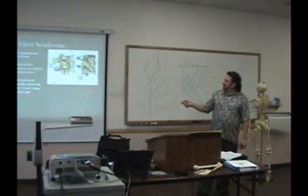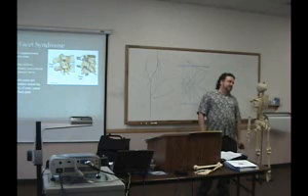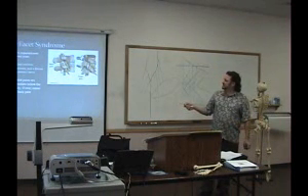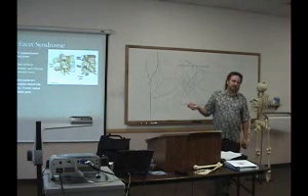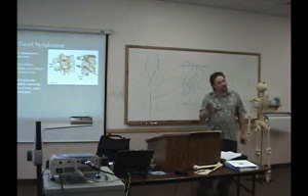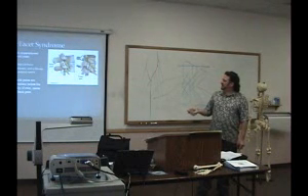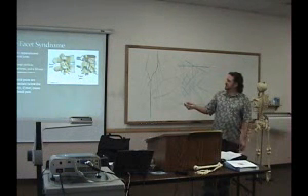So again, when we talk about the facets moving into extension, they compress the facet joints. We talked before, the facet joint is an actual synovial joint. So it has cartilage, it has a capsule, it has a synovial membrane, and there's some sensory innervation to it.